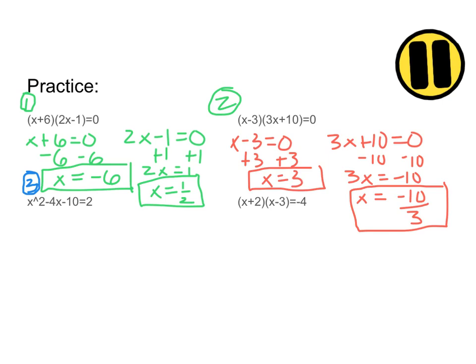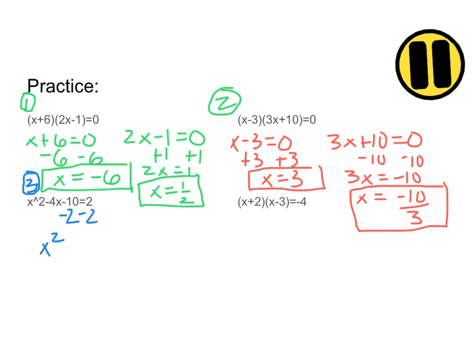So this one's weird. First of all, it's not factored yet. And second of all, it doesn't equal 0. So the first thing we need to do, if we're going to use the zero product property, then there has to be a product that equals 0. So let's start by subtracting 2 from both sides.